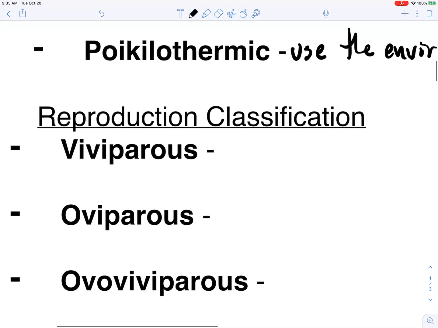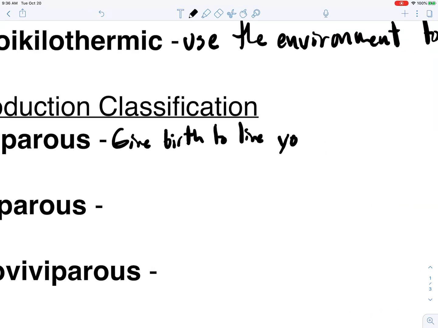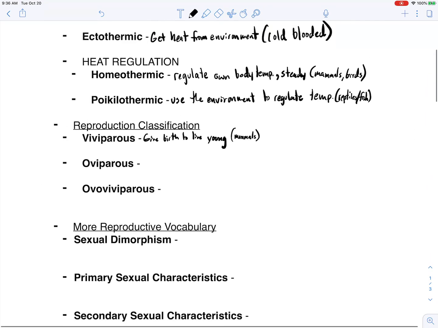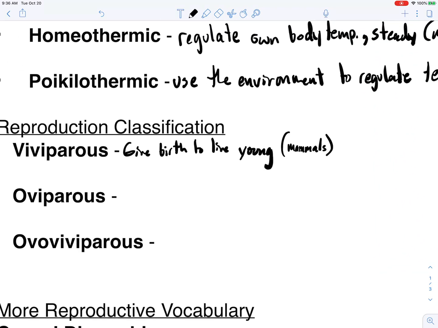So vivere means to be alive, and viviparous creatures give birth to live young. To be viviparous means that you give birth to live young. And the only creatures on our list that do that are mammals. We do have some snakes that think about being viviparous as well, but often there's some kind of fancy caveats there. But our mammals are truly viviparous, meaning they give birth to live young.